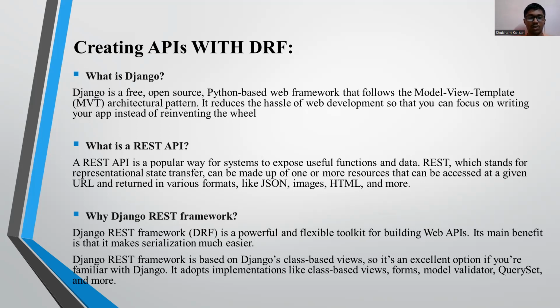Why use the Django REST framework? Django REST framework is a powerful and flexible toolkit for building web APIs. Its main benefit is that it makes serialization much easier. Django REST framework is based on Django's class-based views, and it has excellent options. If we are familiar with Django, it has various class-based views, forms, and various query sets.